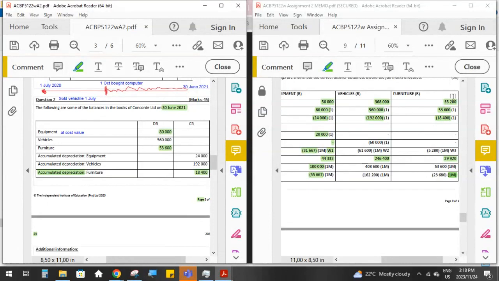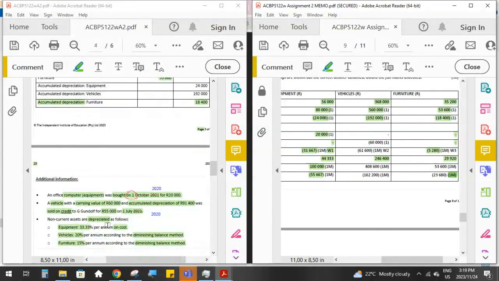53,600 minus 18,400, I've got opening carrying value for furniture of 35,200. I didn't purchase any new furniture. I didn't sell any furniture, so dash and dash, but I must depreciate the furniture that I owned. This furniture I then owned for the whole year, and I must go and depreciate it. So let's see what the depreciation method is for furniture. It says 15% according to the diminishing balance method.